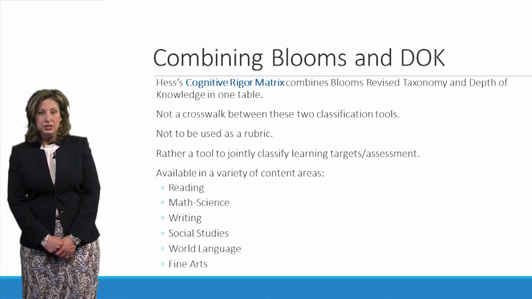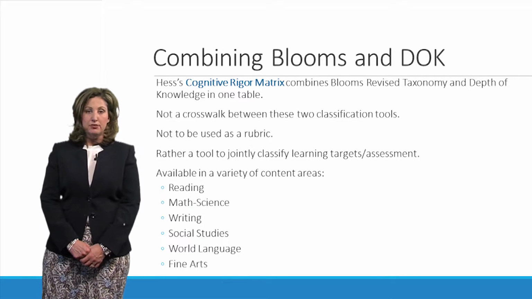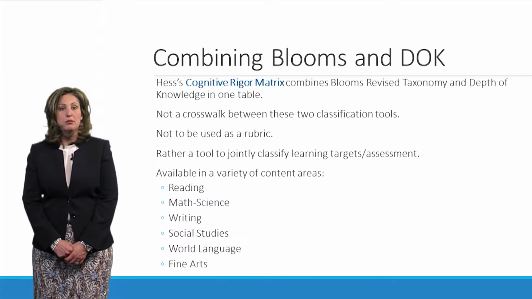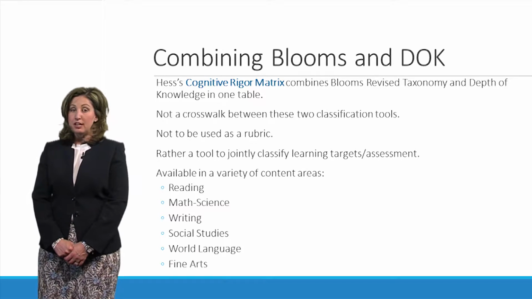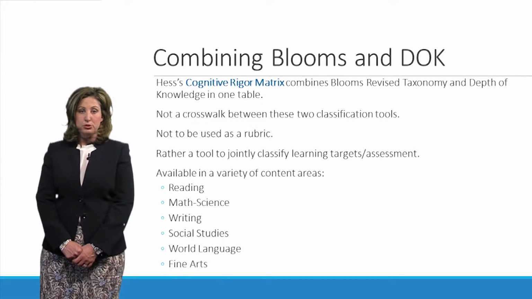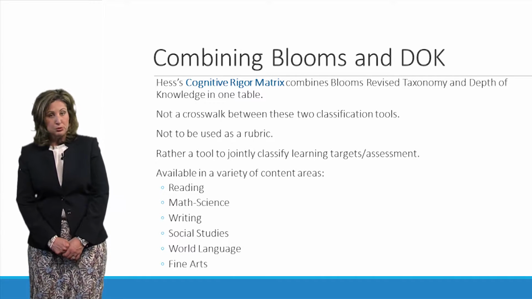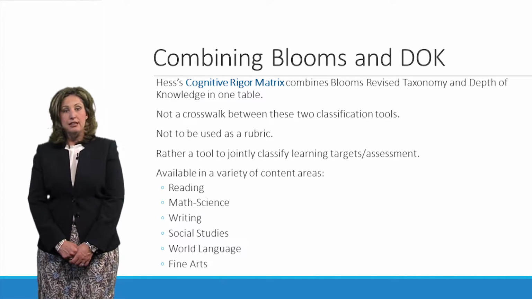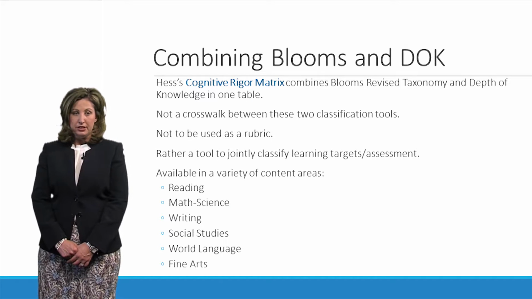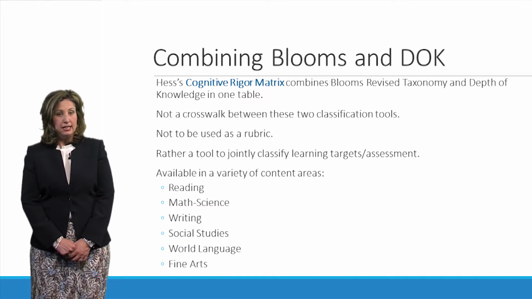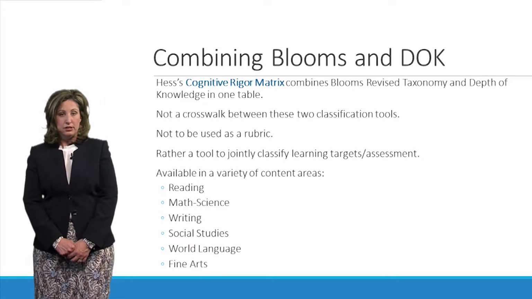In the next few slides, you're going to see some examples of the Hess cognitive rigor matrices, which combine Bloom's revised taxonomy and the depth of knowledge in one table. This is not a crosswalk between these two classification tools. It's not to be used as a rubric. It's rather a tool to jointly classify learning targets and assessment. They're available in a variety of content areas, including reading, math, science, writing, social studies, world language, and fine arts.